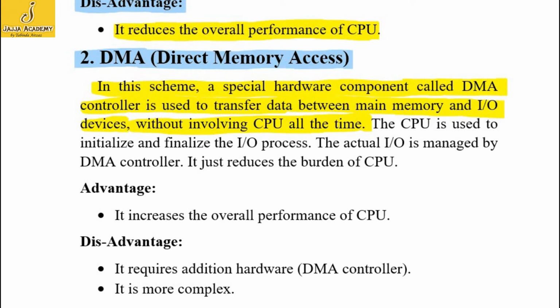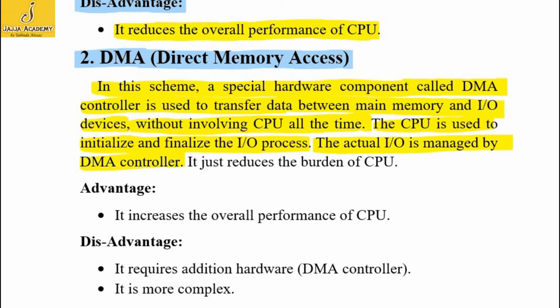Actually, when we enter data through the input devices, the data is stored into memory, and when the CPU wants to send this data to the external devices, to the output devices, the data is sent from memory. So, a special hardware component, the direct memory access controller, is used here so that it doesn't involve the CPU all the time. The direct memory access controller involves the CPU to initialize and to finalize the input output process. But the actual I/O process is managed by the DMA controller.